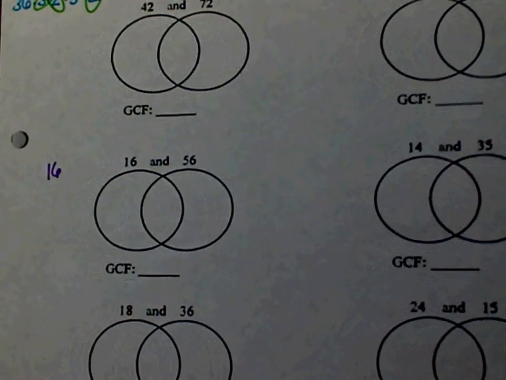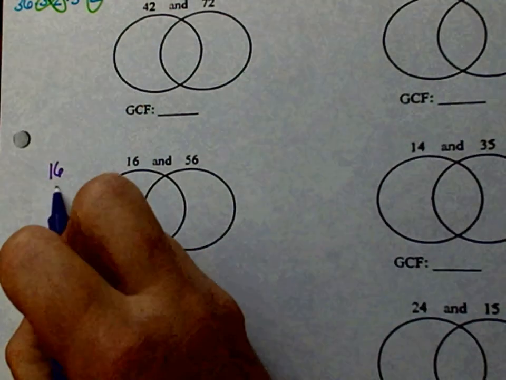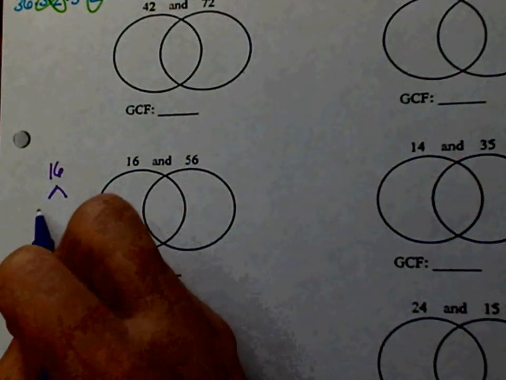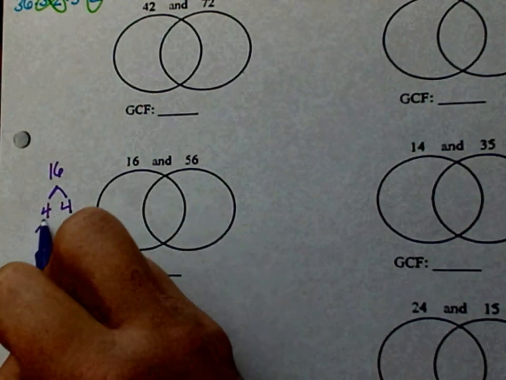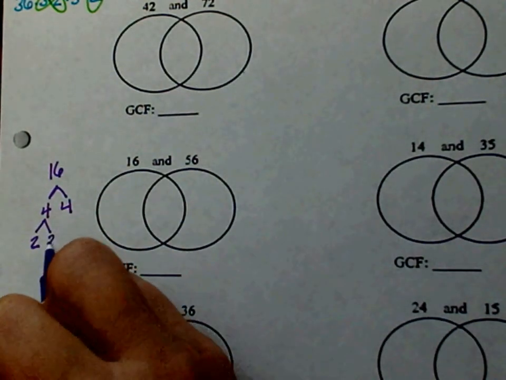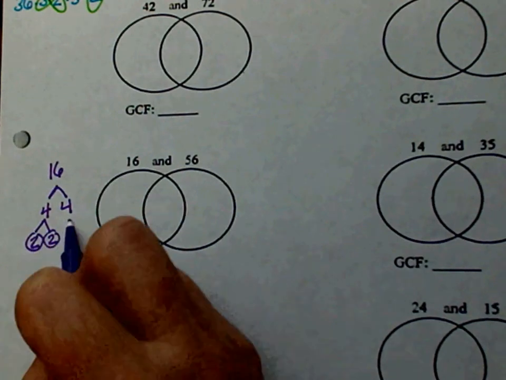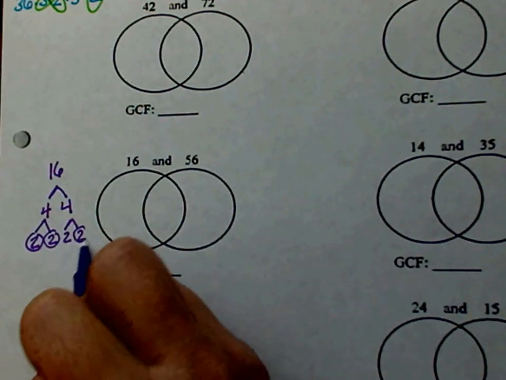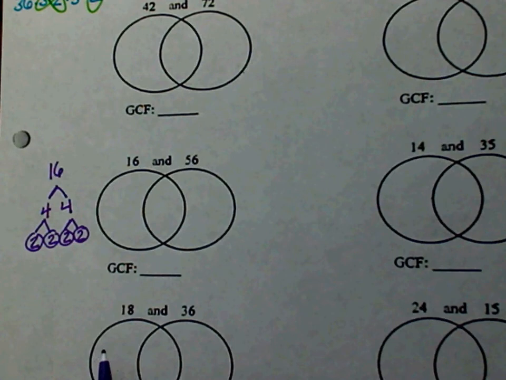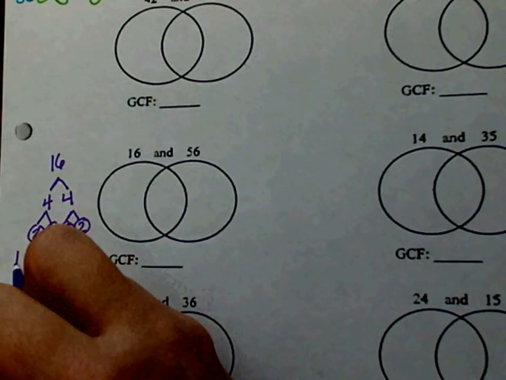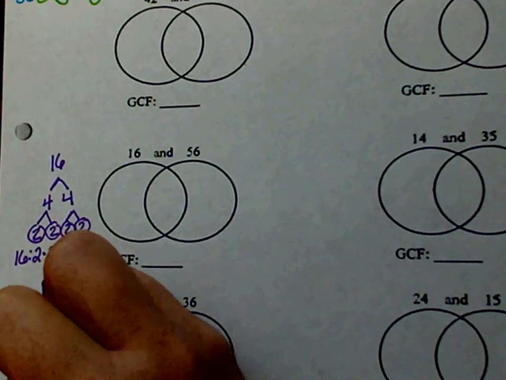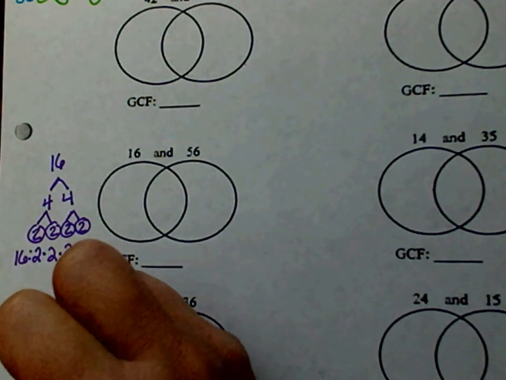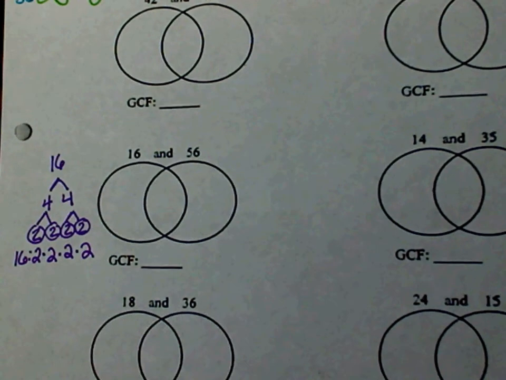And with the 16, I need to break that down. I can do 4 and 4. Those also can be broken down. Those are not prime yet, so I can do 2 and 2, which are both prime, 2 and 2, which are both prime. So for the number 16, our prime factorization is 2 times 2 times 2 times 2.